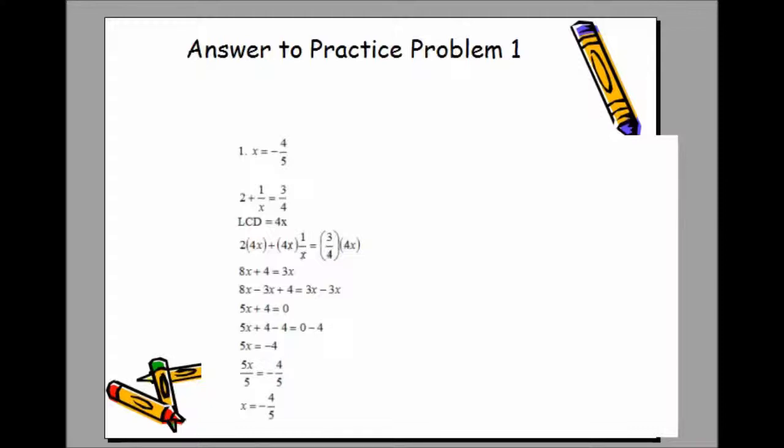The answer to practice problem 1 is -4/5. To solve this problem, we multiply every term on both sides of the equation by the least common denominator, which is 4x. This gives us 2 times 4x plus 4x times 1 over x equals 3/4 times 4x. 2 times 4x equals 8x. 4x times 1 over x equals 4. Notice that the x in the numerator and the x in the denominator cancel. This gives us 3/4 times 4x. The 4's cancel, and we're left with 3x.